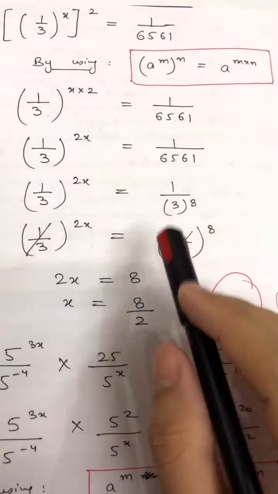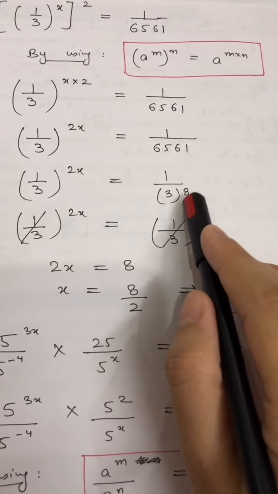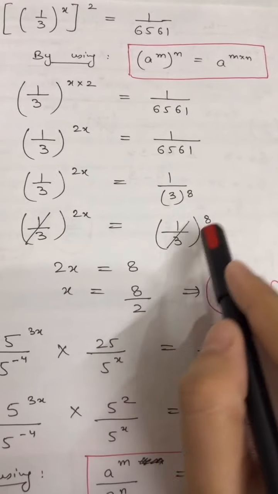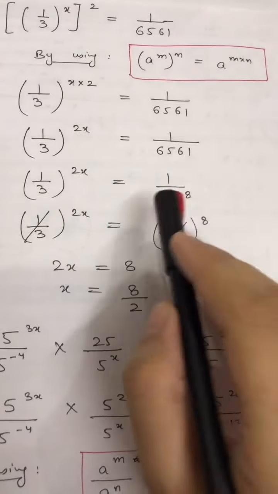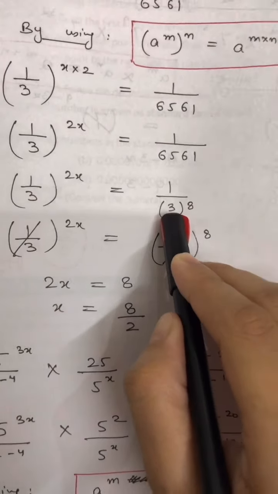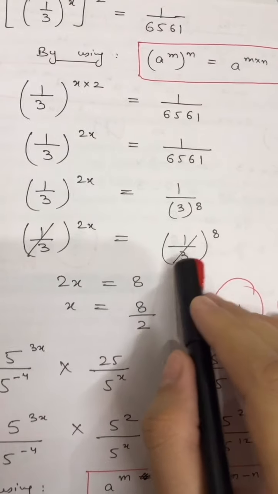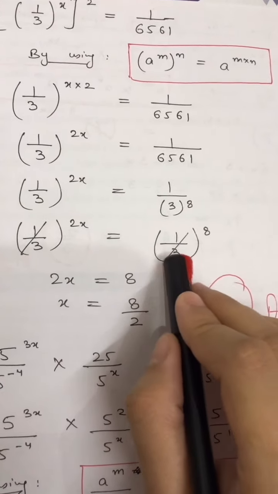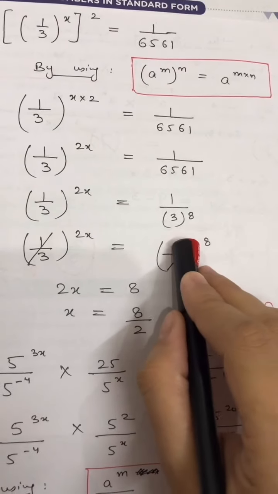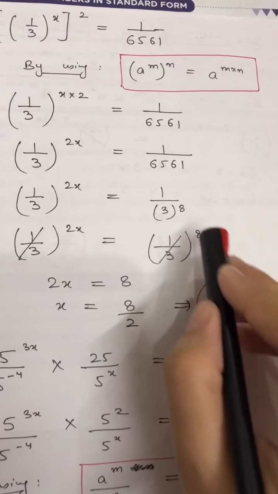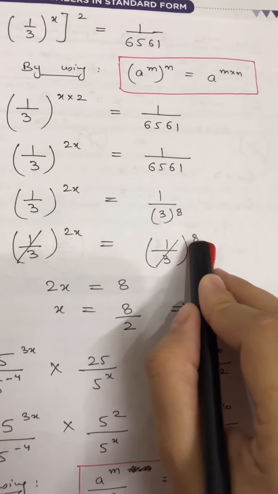Like now 1 upon 3 raised to power 8 means 1 upon 3 whole raised to power 8. Now here 3 is in the denominator. I am taking this 3 in the denominator only. I am not taking it in the numerator. If I take this value in the numerator, then the power will go in minus. Now power will not go in minus.